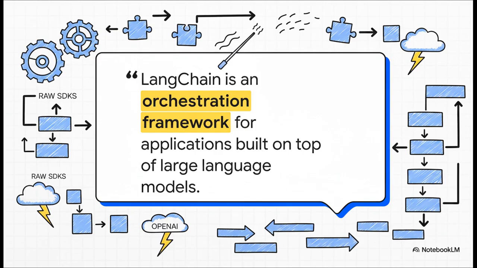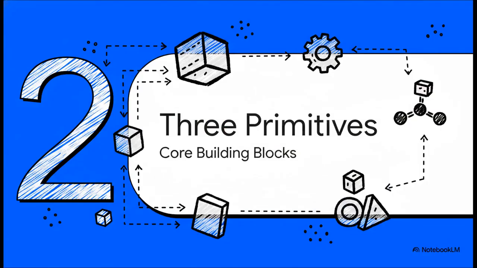Think of it kind of like a general contractor on a construction site. It doesn't actually pour the concrete itself, but it makes absolutely sure the cement mixer arrives right before the foundation is laid. Moving on to Section 2, the 3 core primitives.